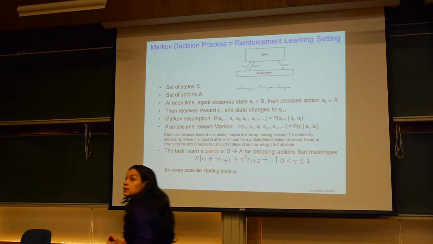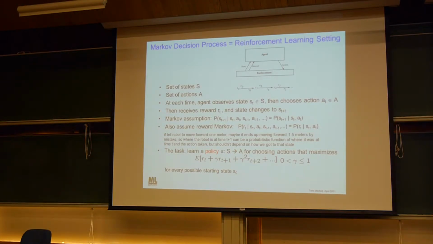Yes? I think the boundary on gamma has changed from the previous slide. It was 0 less than or equal to gamma less than 1, and here it says 0 less than gamma less than 1. Oh, really? This changed?